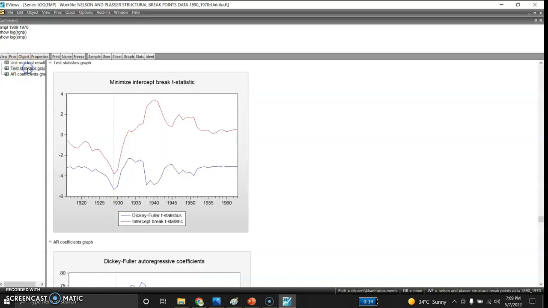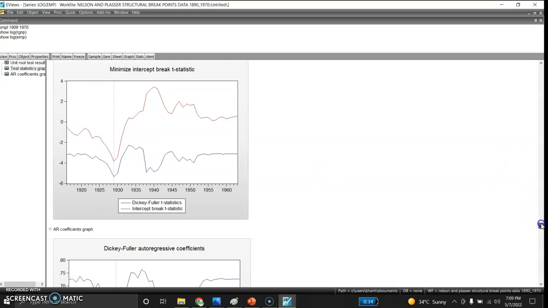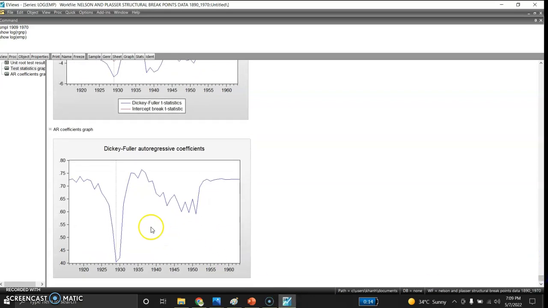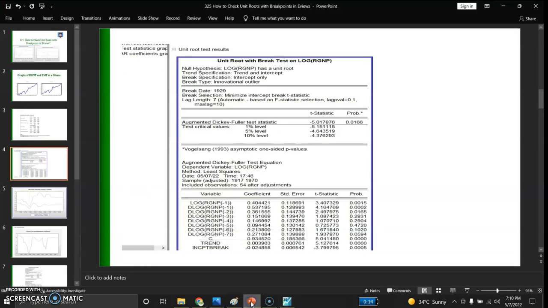You can also check the Dickey-Fuller T statistic, this blue line, and this red one is the intercept break T statistic, and in the following graph we can see Dickey-Fuller autoregressive coefficients. Now in both the diagrams it is evident that in 1929 there is a breakpoint. Similarly here in 1929 there is a breakpoint. So now I would like to explain this in my slides here.